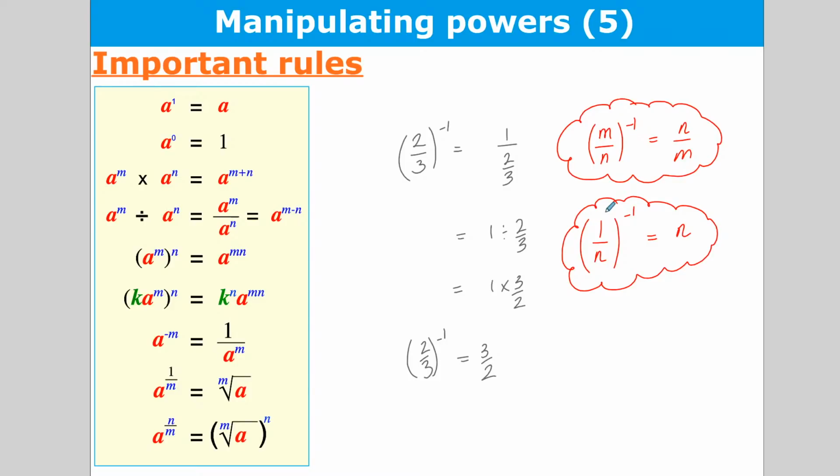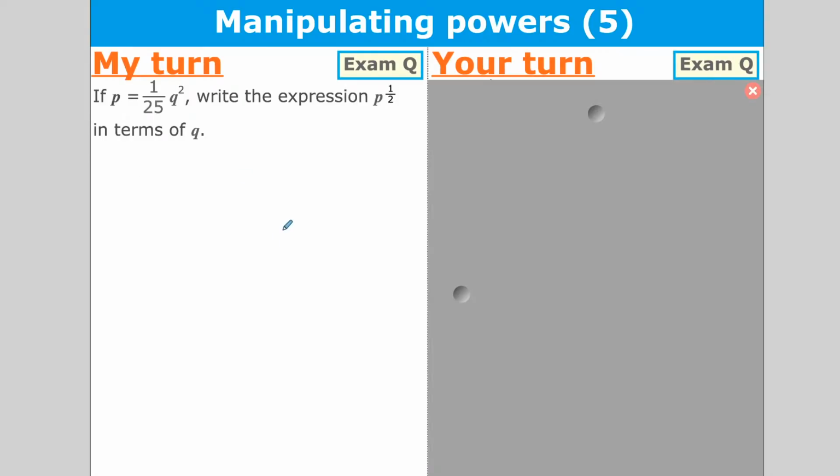Every question I found was on an AS paper today. Some are harder than others, but let's just get through, feel confident, because we've actually done some AS material. Here we go. First question of the day. Probably is a bit of a bad boy. If p is equal to 1 over 25q squared, write an expression for p to the power of a half in terms of q. So, we want to work out what p to the half is.